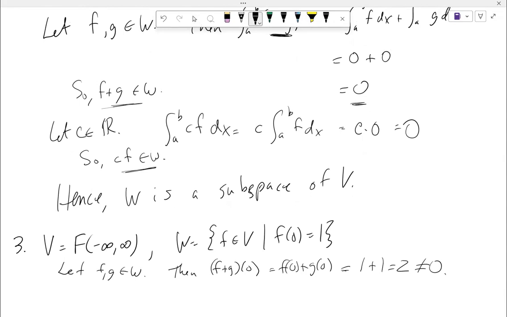It's not 0. So what does that say? Are we closed? No. So f plus g is not in W. And we're done. W is not a subspace of V. We don't need to check scalar multiplication. Right? In order to be a subspace, it has to be closed under both operations. If you show that it's not closed under one of them, you're done.